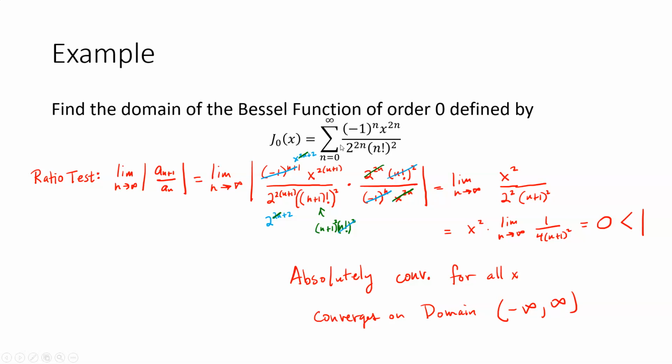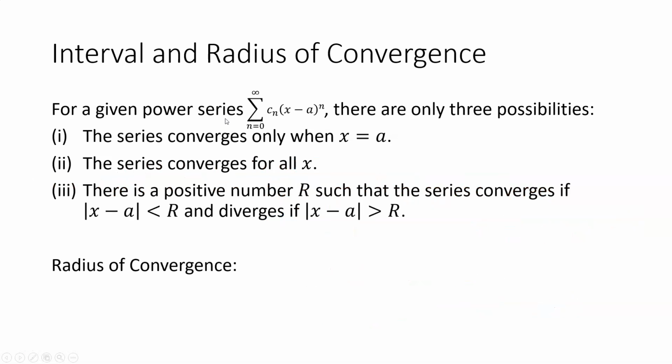get the set of x's for which a power series converges. So what can happen in general is one of these three possibilities that we see here. So for any given power series, Cn x minus a to the n, there are three possible outcomes that could occur. The series could possibly converge only at the center, only at one value of x, which is always going to be the center.